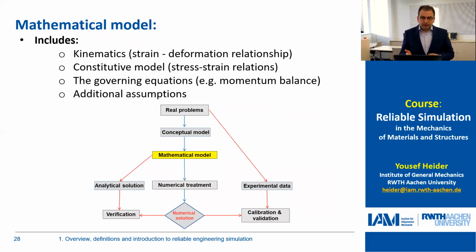And then we come to the mathematical model. So how can we describe, let's say, the deflection in these wings? The mathematical model includes, for instance, the kinematics, which is a relationship between the strain and the deformation, the constitutive model, which is a relationship between the stress and the strain, and also the governing equations. For instance, here we have purely mechanical problems, so we can take, for instance, the linear momentum balance, and we could have additional assumptions. As we said, in mathematical models, there are several approaches.